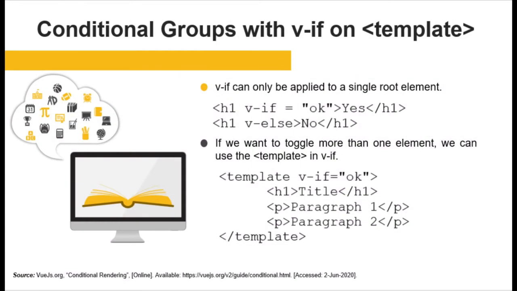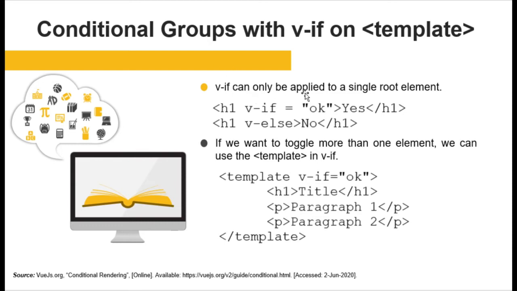Conditional groups with v-if on template. Because v-if is a directive, it has to be attached to a single element. But what if we want to toggle more than one element? In this case, we can use v-if on a template element, which serves as an invisible wrapper. The final rendered result will not include the template element.